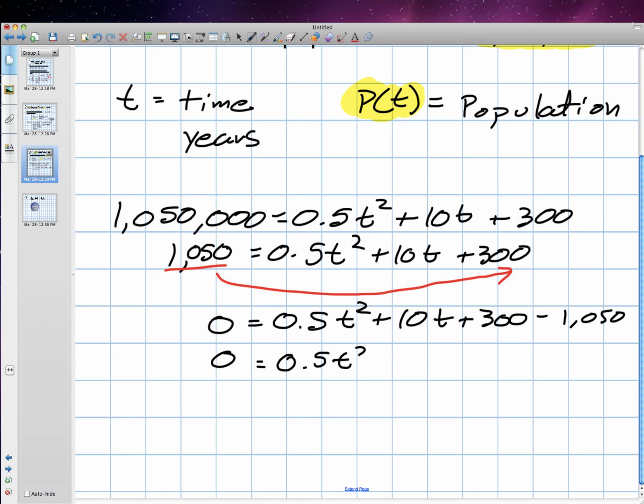Now, when we take 300 and subtract 1,050, anyone know what we're going to get? 750. Positive or negative? Negative. Good. Negative 750. Okay, very good. Now, I need to factor this equation. Now, I know we're used to factoring when the variable is x, but it doesn't make a difference. We're going to factor when the variable is t.